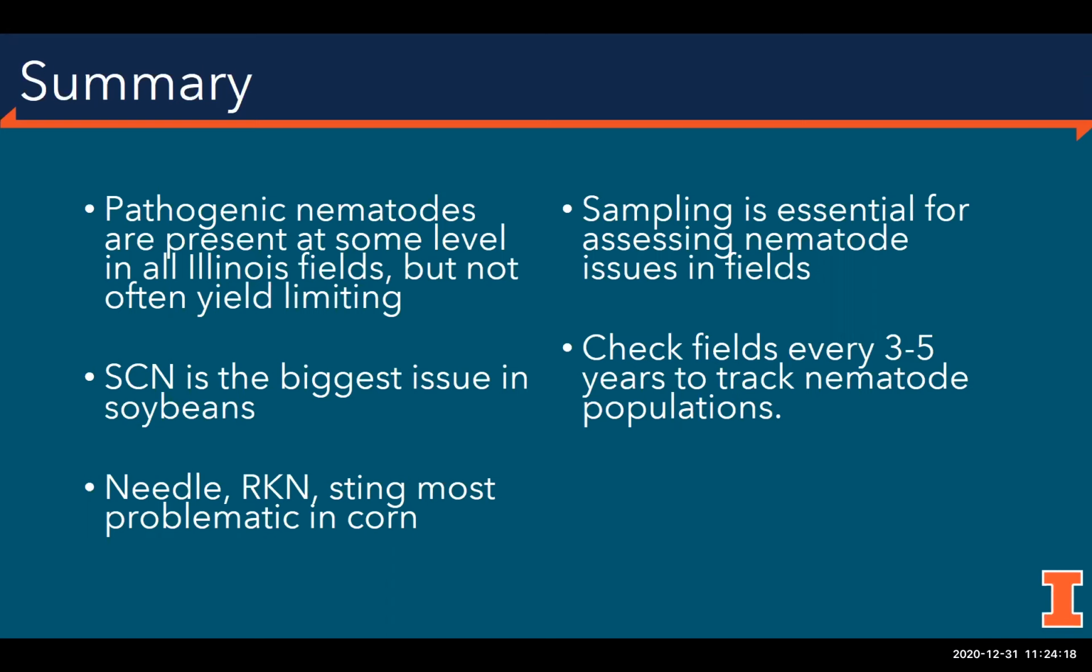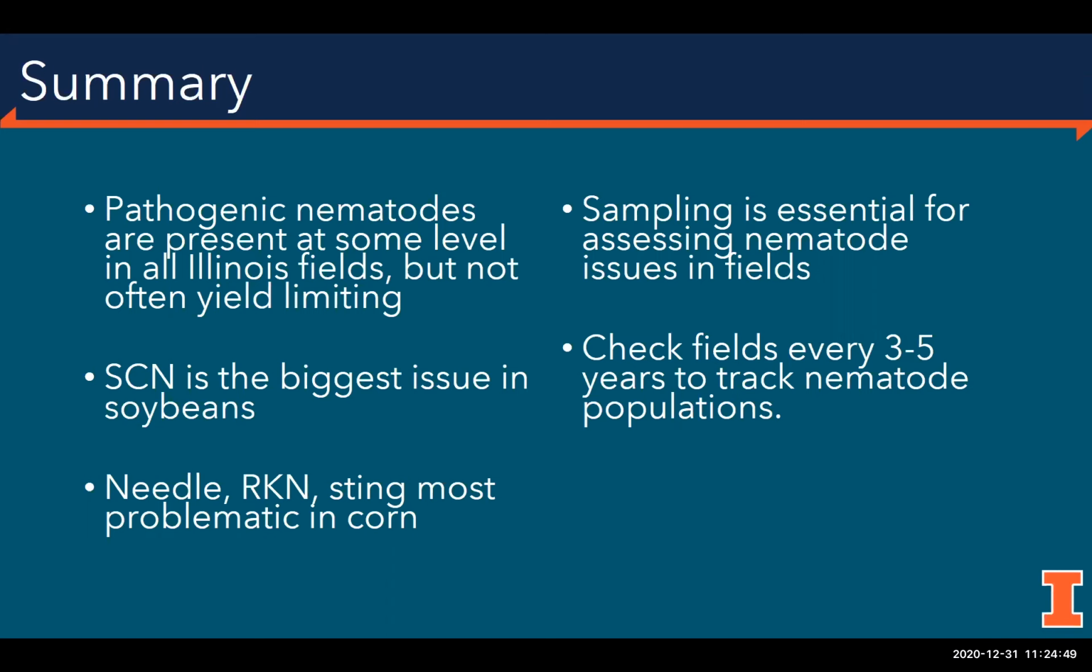So things to keep in mind here. Pathogenic nematodes are present at some level in all of your fields, but not often yield limiting. And we talk about in corn, we only saw 10% of our fields with one nematode over what would be considered to be a threshold level. SCN is our biggest problem in soybeans. We're going to be really concerned if we have needle and sting in our corn, and root knot can be problematic in the southern parts.